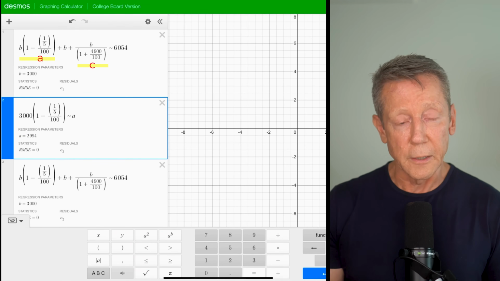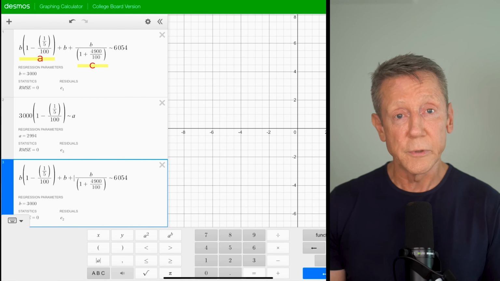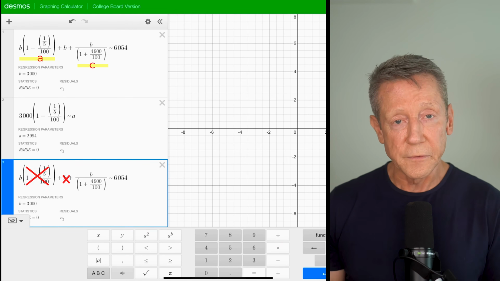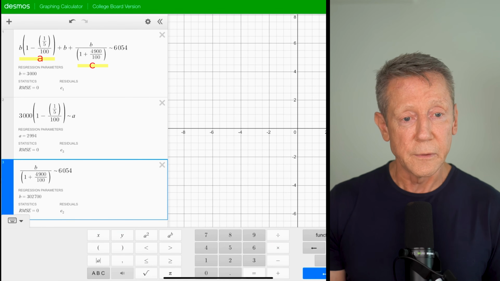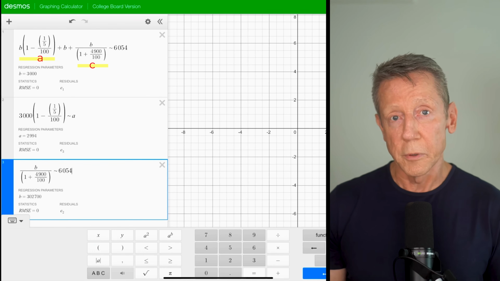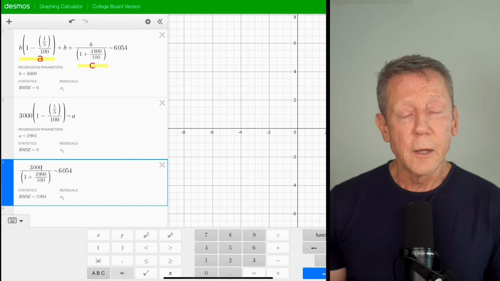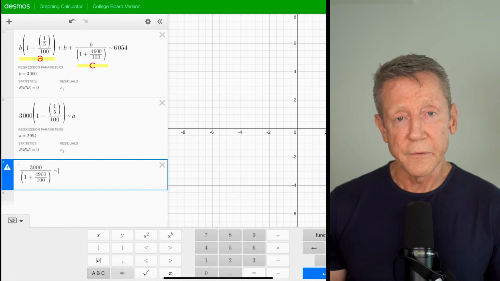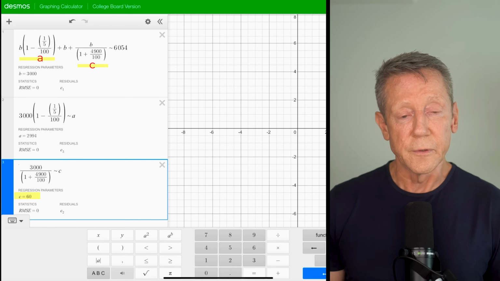Now let's do the last line. The first term is your A term, the next one's B, and the last one, the B with the stuff over it, that's C. So let's get rid of the first and the second term. Delete, delete. And then I'm going to replace the B with 3,000. And then finally, on the far right, that is my C term. So I'm going to replace the 6054 with C, and I do that, and there's my answer.